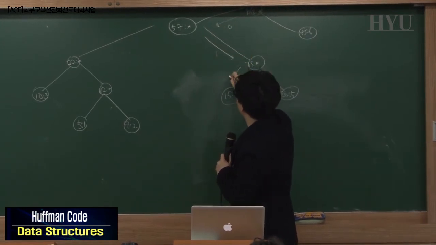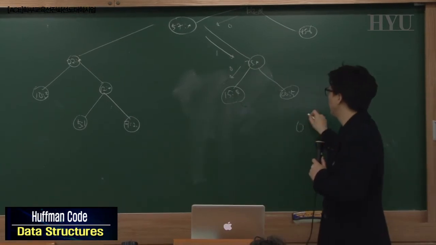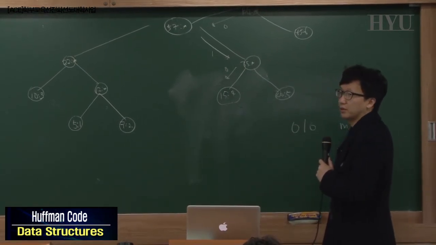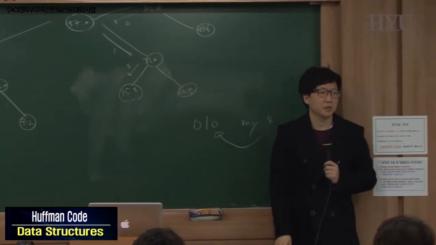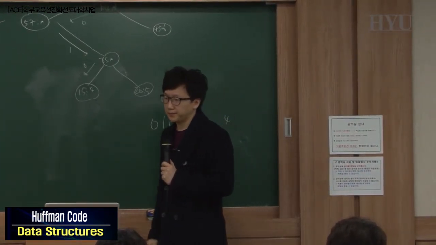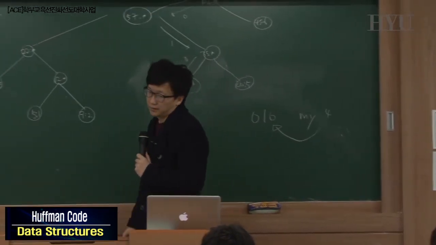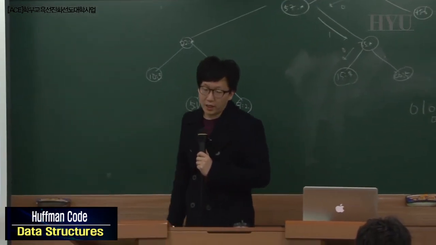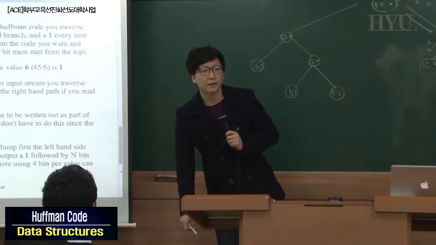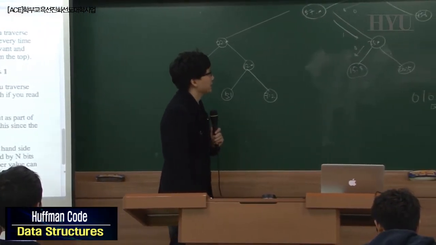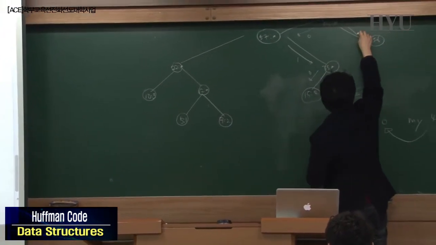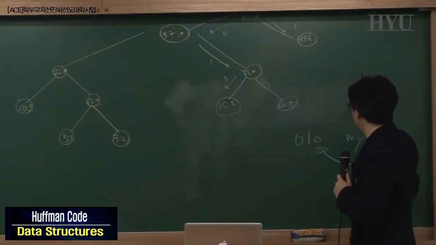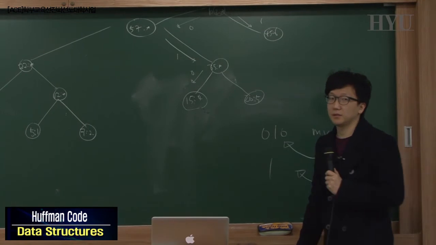0, 1, 0 is my new 4. So 0, 1, 0 will be 4, the present new 4. Encoding value for 6 is what? Encoding value for 6 is 1, because it's the most frequent. So next time if I want to send 6, it's 1.